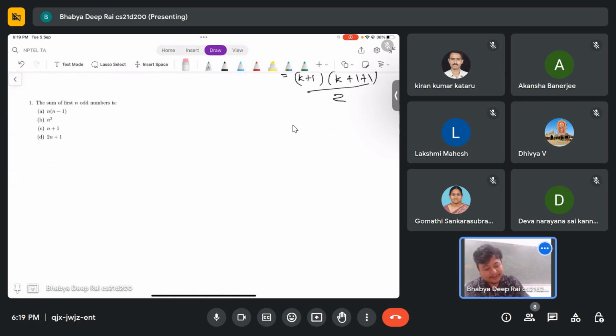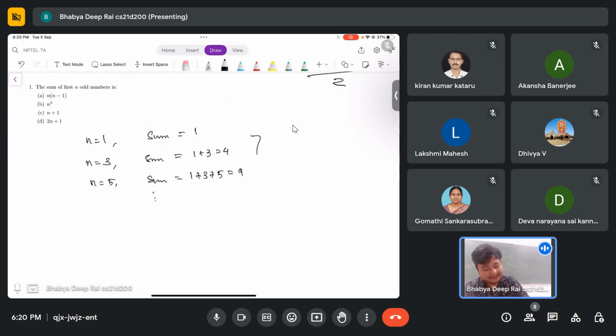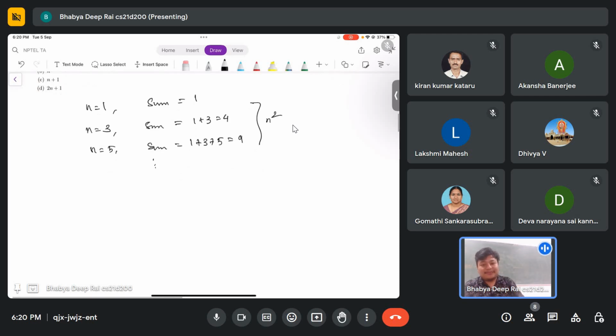That is true. Now, firstly, we can do some trial and error. Let's do it when n equals 1. When n equals 1, the sum is equal to 1. When n equals 2, the first odd numbers are 1, 3, 5, 7, and so on, so 1 plus 3 is equal to 4. Next odd number is 5, then the sum is 1 plus 3 plus 5, which is equal to 9, and so on. So you can already see that n square satisfies this. If I have to give a quick answer, then n square would definitely help, right?